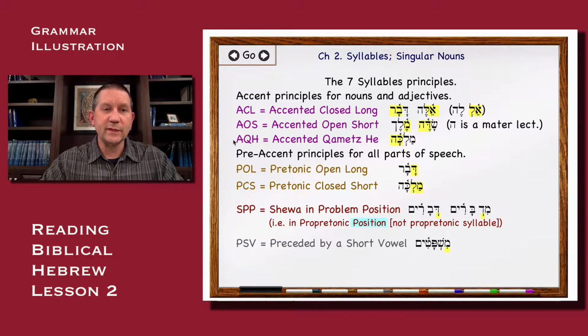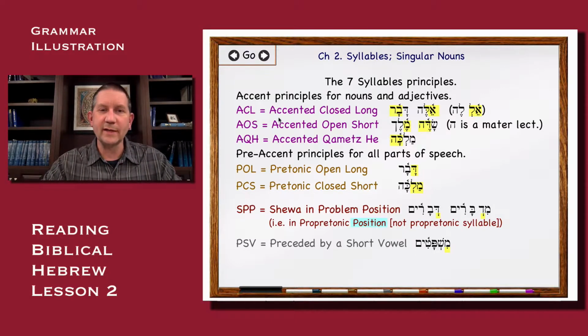The first 3 deal with the accented syllable, and the next 4 deal with anything that is in front of the accented syllable. The 3 for the accented syllable only apply in the noun world: nouns, adjectives, even prepositions. The ones that apply to the positions in front of the accent apply to the noun world and the verb world both. Let's take a closer look.